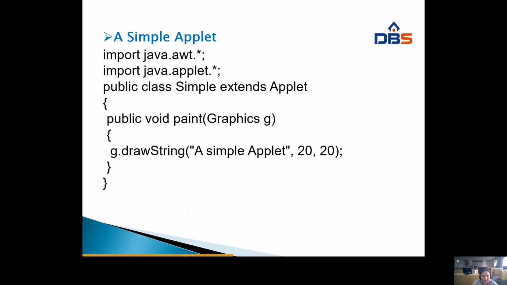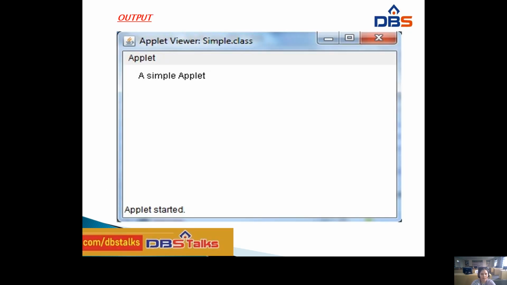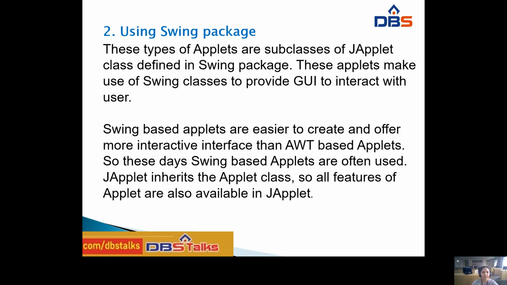Since we wrote the name here, that is g dot drawString. What is the string we wrote here? A simple applet. The length, height and width are 20, 20. Automatically at the end of this window we will get this alert, applet started. This is a simple program showing how to write an applet application and how we get the output for it.